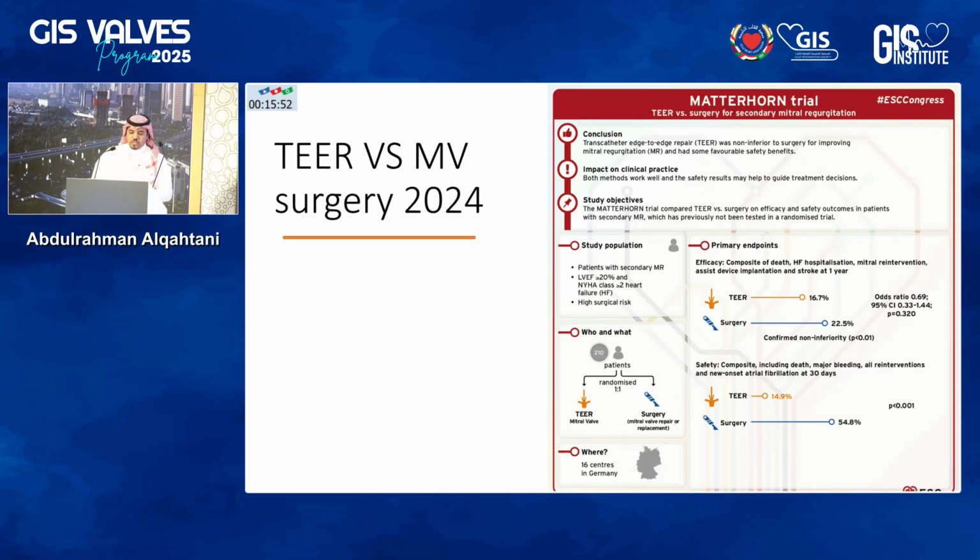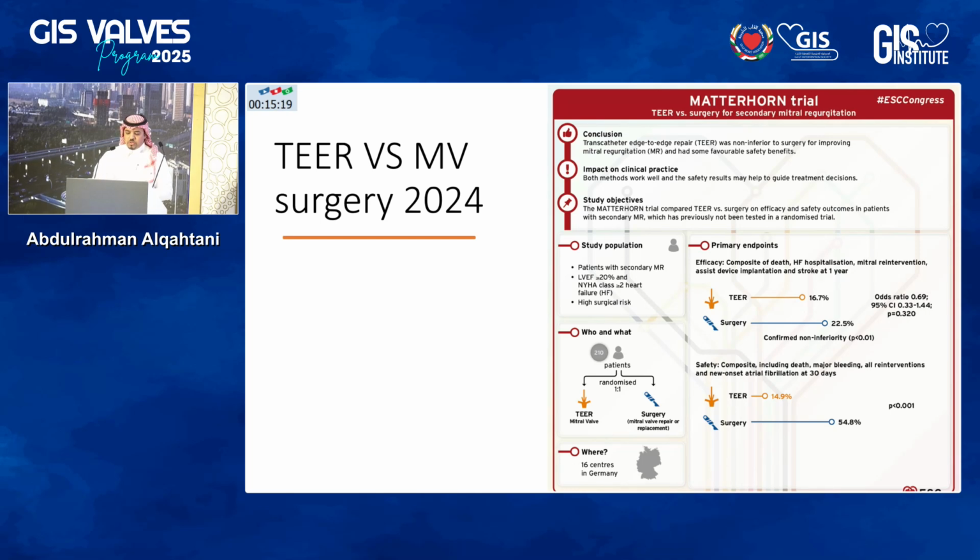The second one was the MATTERHORN trial, which was TEER versus mitral valve surgery, with a small number of patients in a few centers in Germany, about 210 patients randomized in a one-to-one fashion to either TEER or surgery. The primary endpoint was a composite of death, hospitalization, mitral valve intervention, need for assist device implantation, or stroke at 1 year.